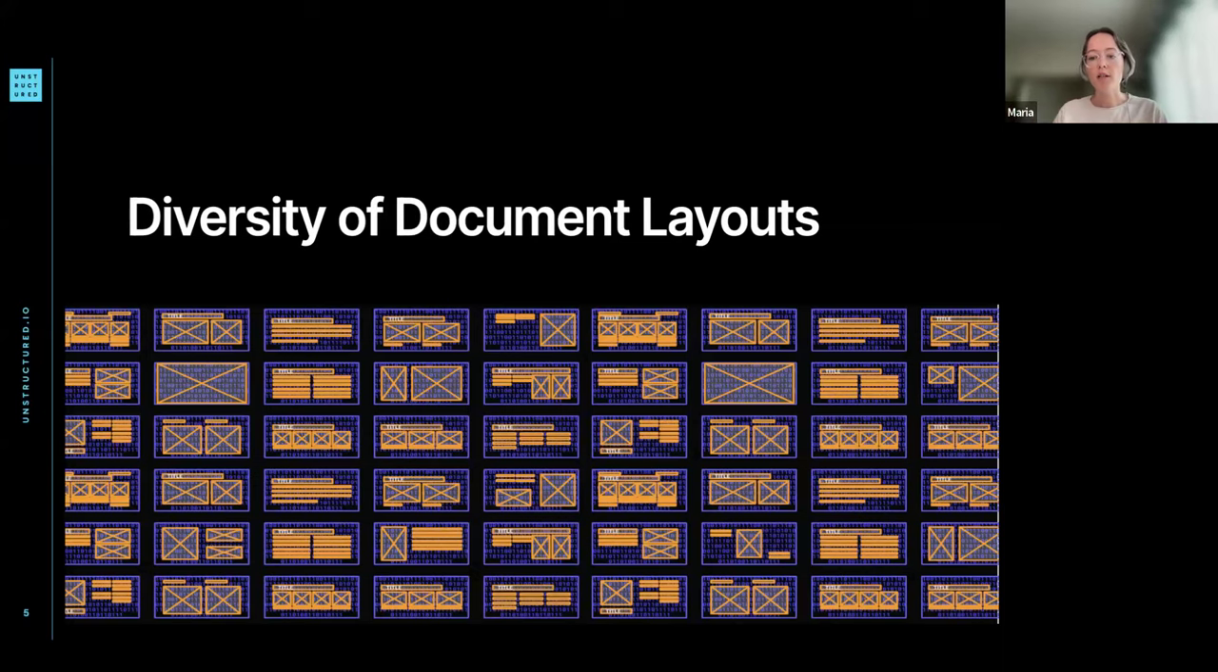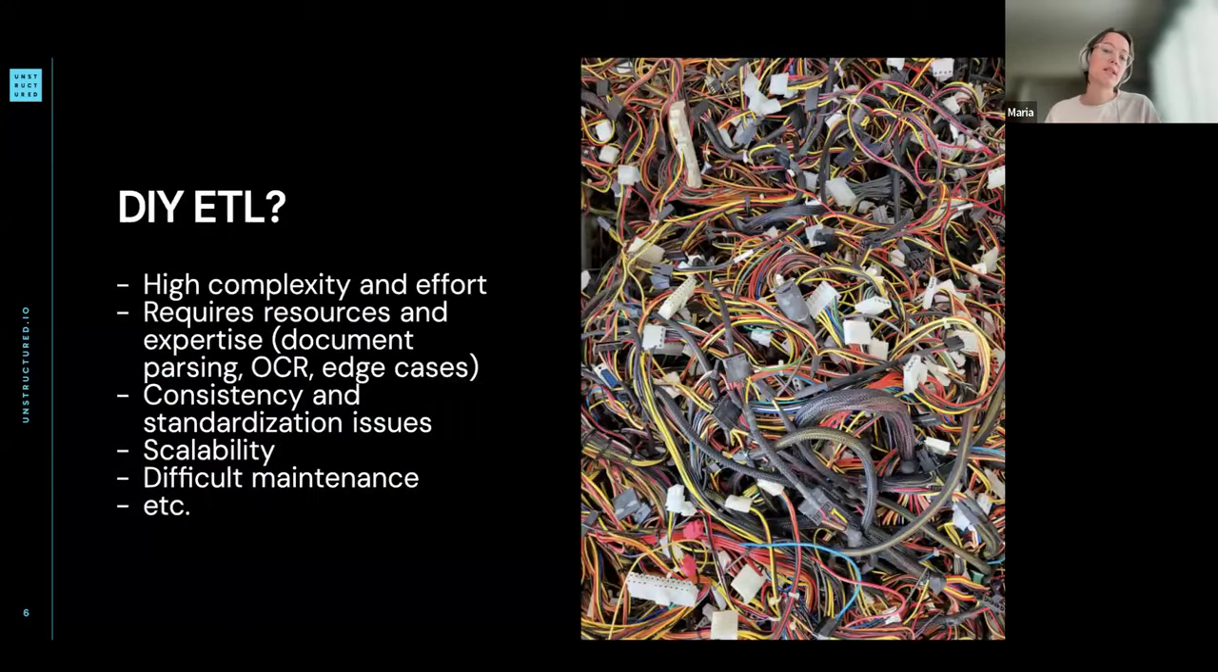You have multiple columns, different reading orders, tables, images, and different designs and visual elements in those documents. And there is no quick rule for how these documents are organized. There's so much diversity. And on top of that, you of course get all kinds of noise, especially if you're talking about scanned documents. So with that, you could build your own ETL pipelines to pre-process unstructured documents.